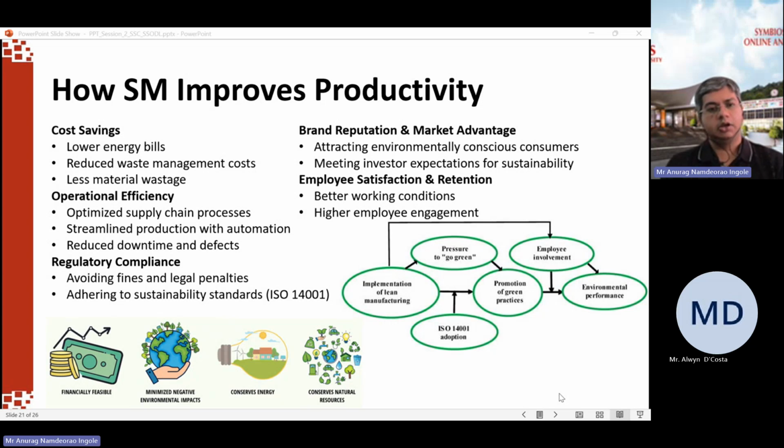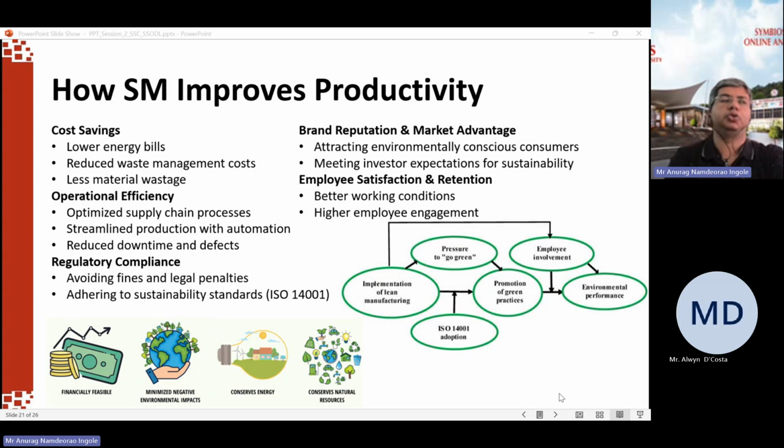Regulatory compliance. How it helps in productivity is that we avoid fines and legal penalties if we have sustainable practices. And there are some sustainability standards like ISO 14001 and ISO 24040 is also one of the guidelines for sustainable procurement. There is also ISO standard 26000. So there are different standards which we have to adhere to, and if you adhere to those standards, there are guidelines there which will also help you improve productivity.